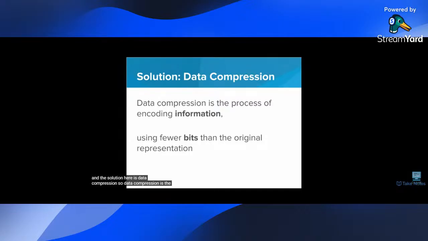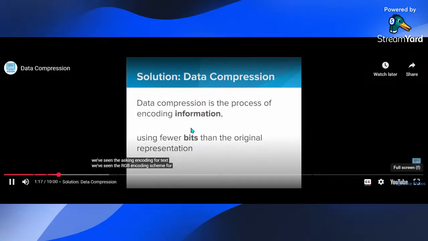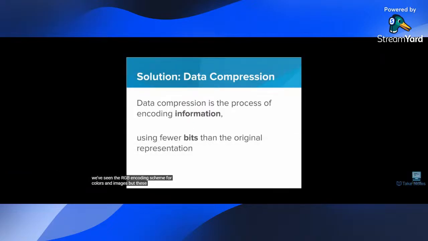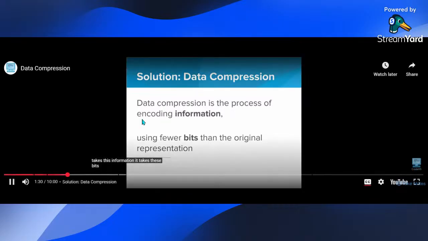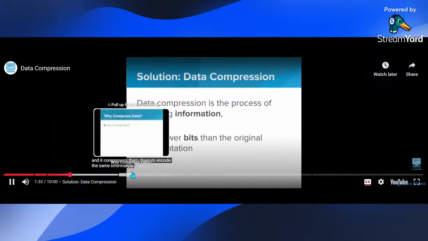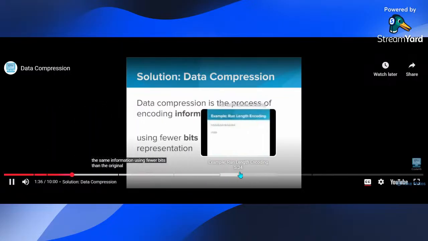So data compression is the process of encoding information using fewer bits than the original representation. We've seen all of these ways to encode data using bits. We've seen the ASCII encoding for text, we've seen the RGB encoding scheme for colors and images, but these encoding schemes aren't really concerned with saving space. They aren't really concerned with using as few bits as possible. So what compression does is it takes these bits and compresses them down to encode the same information using fewer bits than the original representation.